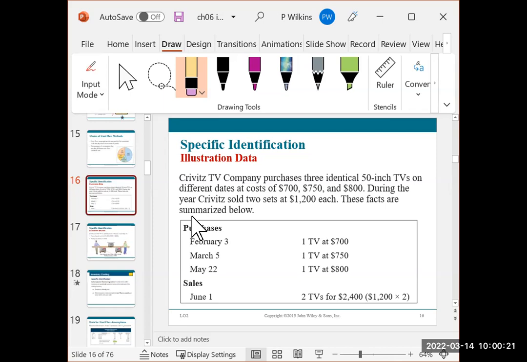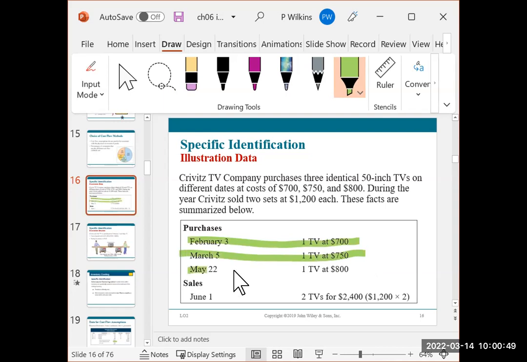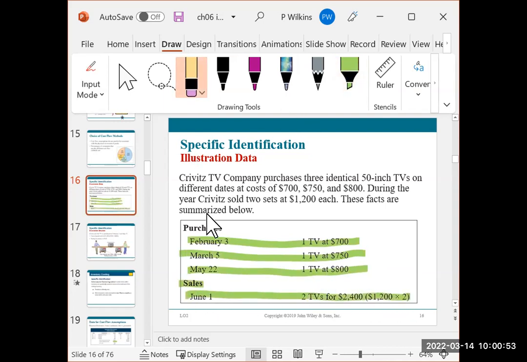All right, so this problem says Crivets TV Company purchases 3 identical 50-inch TVs on different dates at cost of $700, $750, and $800. During the year, Crivets sold 2 sets at $1,200 each. These facts are summarized below. So you'll see below it shows the purchases, it shows how much the cost was for each purchase, and then it shows the sales on June 1 for the 2, okay?